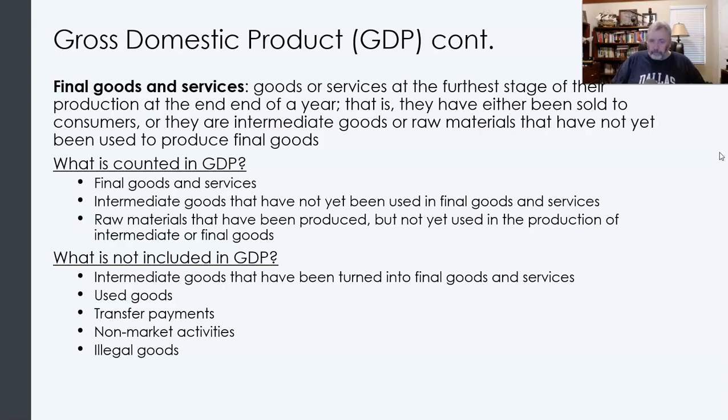Raw materials, input resources. When I talked about petroleum-based products, that sell petroleum to these companies that use it as a direct input, that doesn't get counted in GDP because whatever they're making is going to include the cost of that petroleum. That's the problem, right? So only final goods and services. Intermediate goods that have not been used in some final good or service.